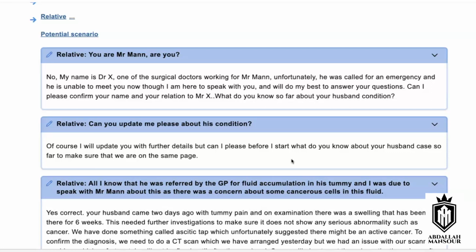And then I said, well, I know that they have some fluid accumulation in their tummy. And then you started going into cancer. That's the thing that needs to be improved. I wouldn't say it very directly to the patient. I would try to reassure them first and give them the adequate information.